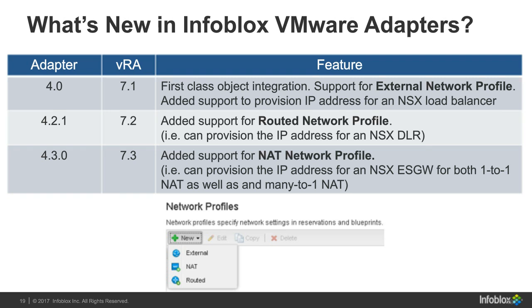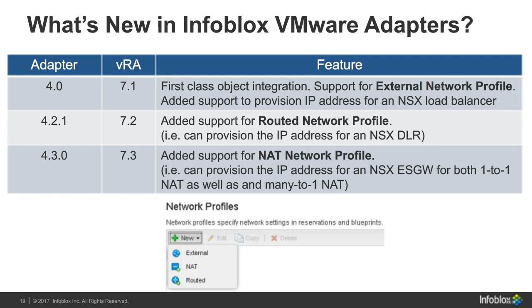In our 4.2 release, we supported routing networking profiles, as well as provisioning an IP address for the distributed logical routers from a VMware NSX perspective. And then with 4.3, we added a NAT profile, a networking profile along the way. So now I can do more with the ESGW for both one-to-one NAT or many-to-one NATing across the organization.